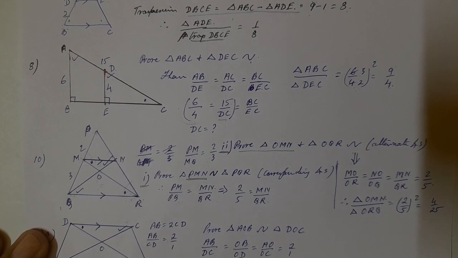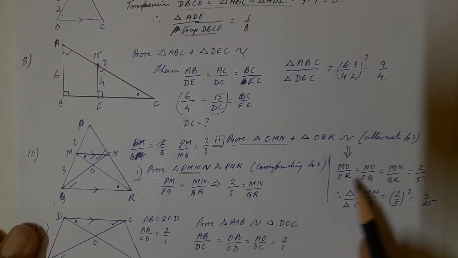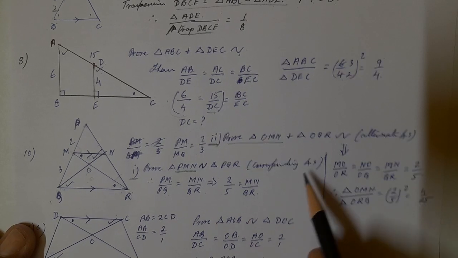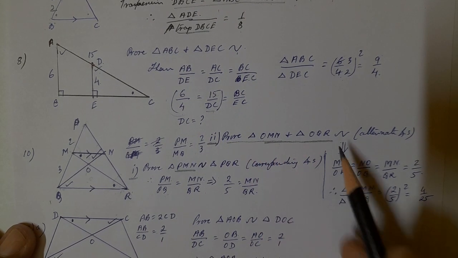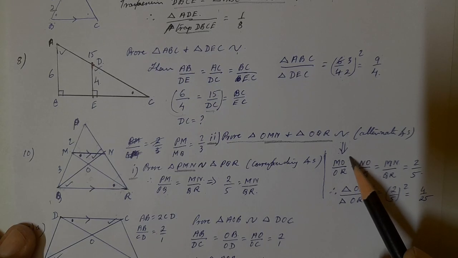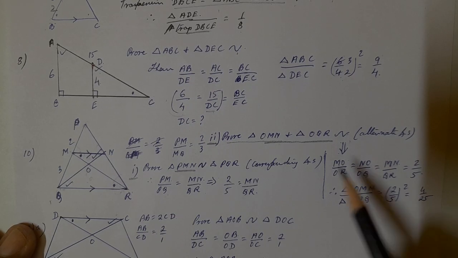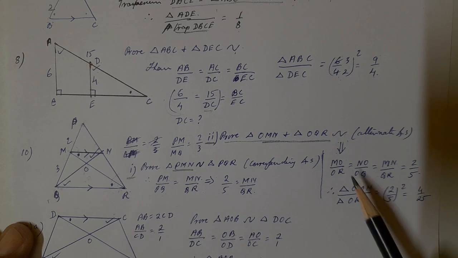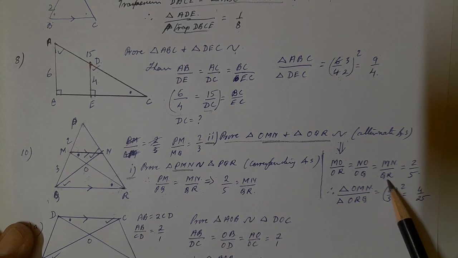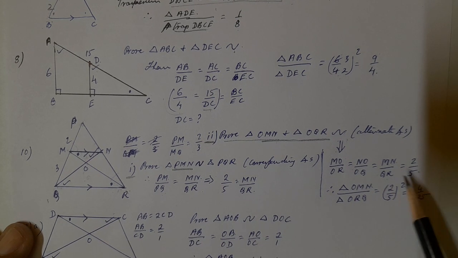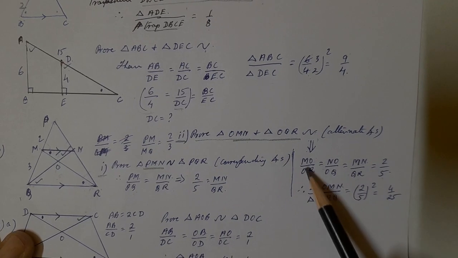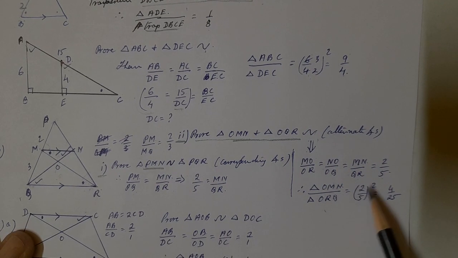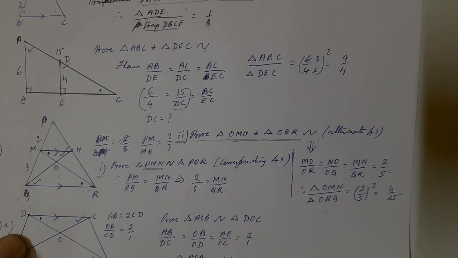And after getting that, write the ratio here, according to the triangle. That's why I've given an arrow over here. Write the ratio, and in that ratio you will get a ratio MN by QR. Now MN by QR is 2 by 5, so all of these are 2 by 5. So triangle that by triangle that is 2 by 5 whole square, which is 4 by 25.